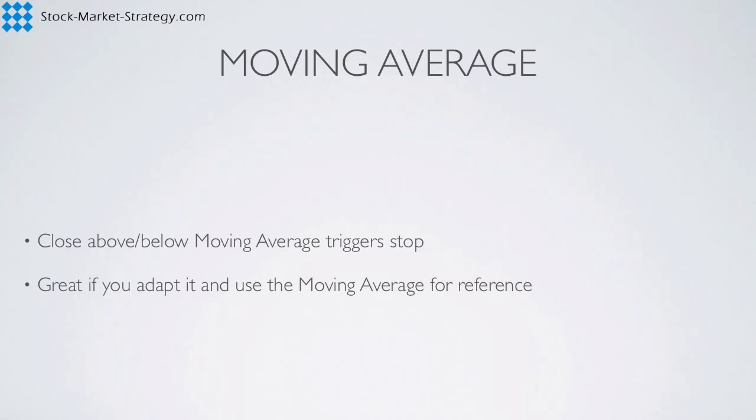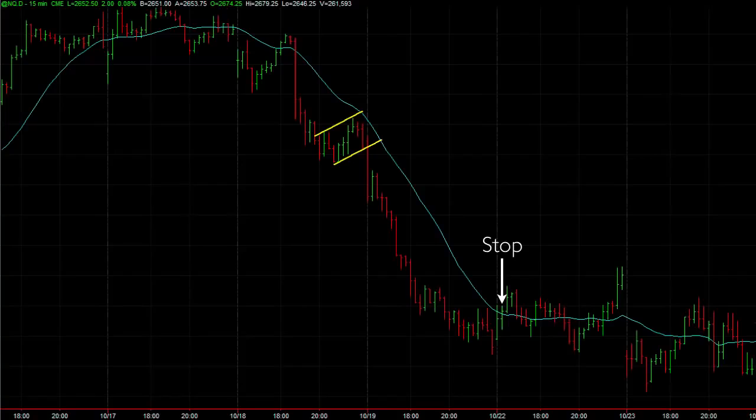But there's a little bit more advanced ways as well to use it, and it's if you adapt and use the moving average for reference. But let me first show you how to use it as a normal stop. Let's say you took this bear flag here and you went short. Your stop is then triggered when the price closes above the moving average.